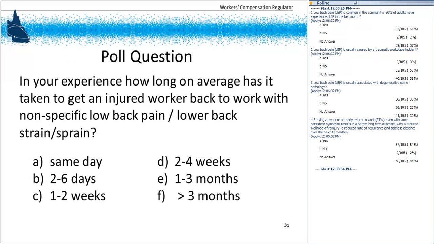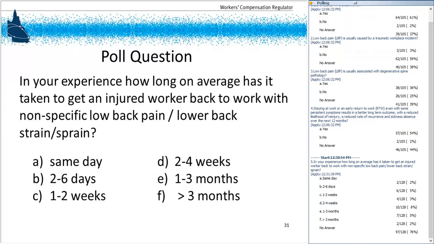So what we want to know is, in your experience, how long on average has it taken to get your injured workers back to work with non-specific lower back pain, or strain and sprain injuries? So jump on and let us know. There is no real right or wrong answer. Like I said, this is just an opportunity for you to see how you fit in comparison to your peers and with other people in other industries managing these types of injuries. So we've got about a few seconds left and we should see the results.